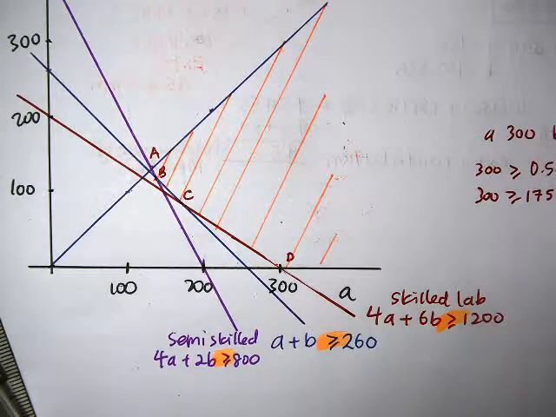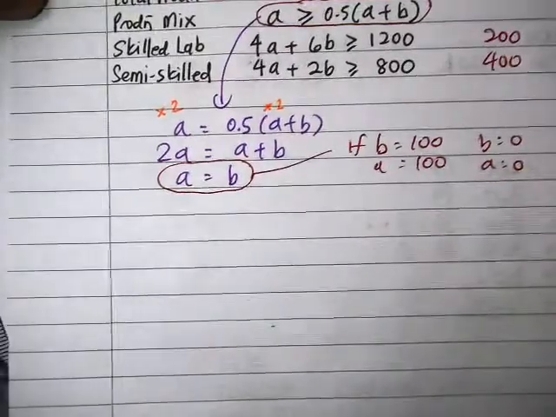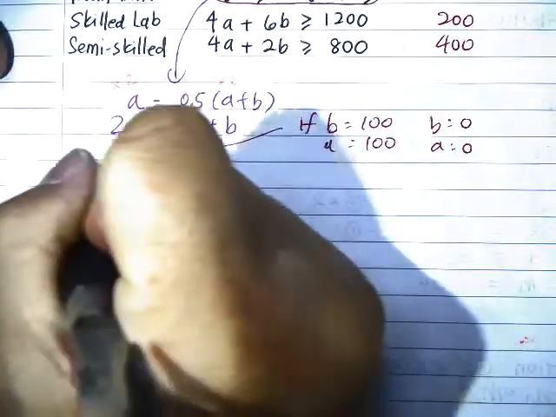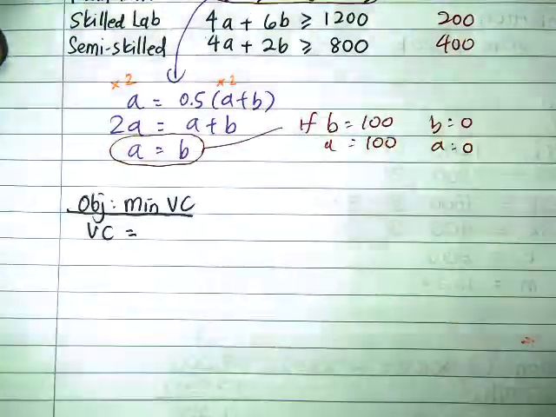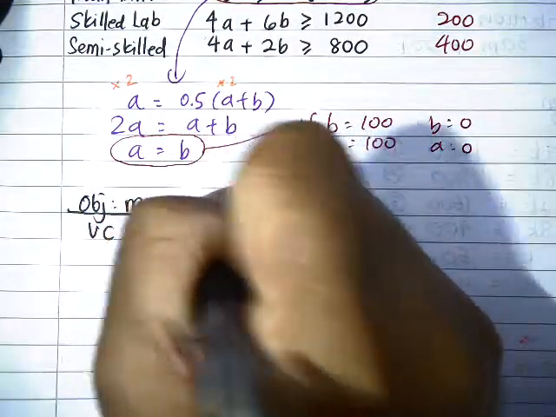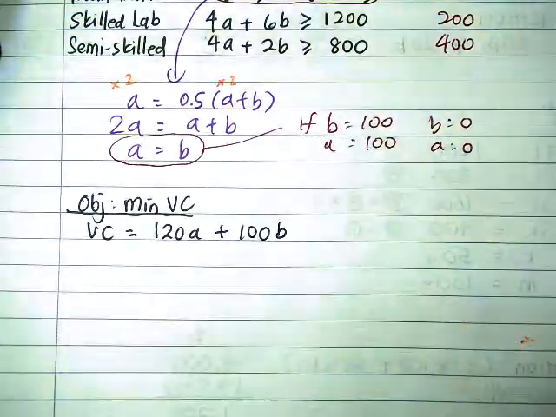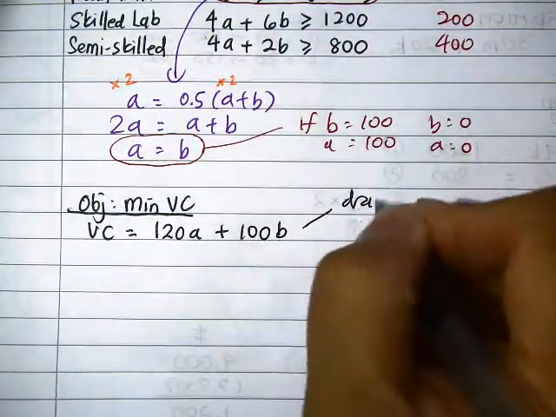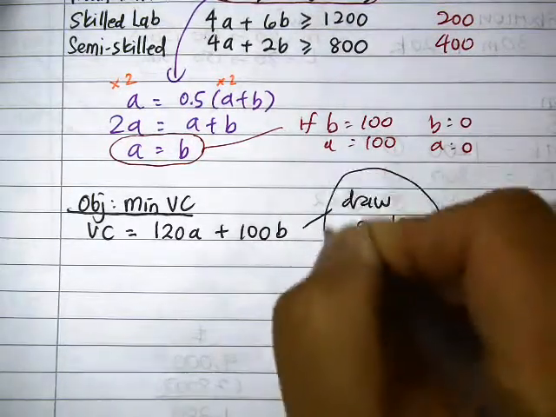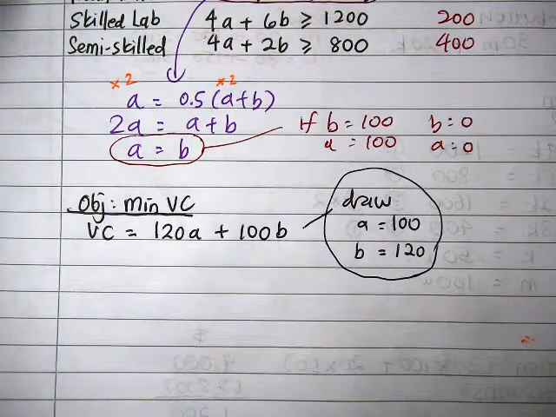Okay, so which one is your answer? Now, your objective now is to minimize costs. So once you find the region, remember, objective now is to minimize variable costs. So the variable cost is what? Variable cost is 120 for A, 100 for B. So when you draw, you draw A as 100, B as 120. So you just reverse it, okay?